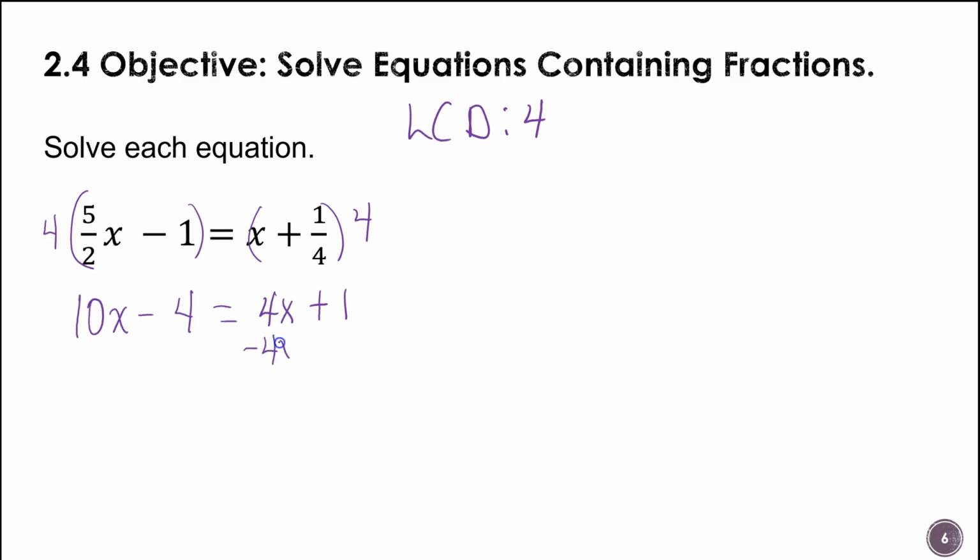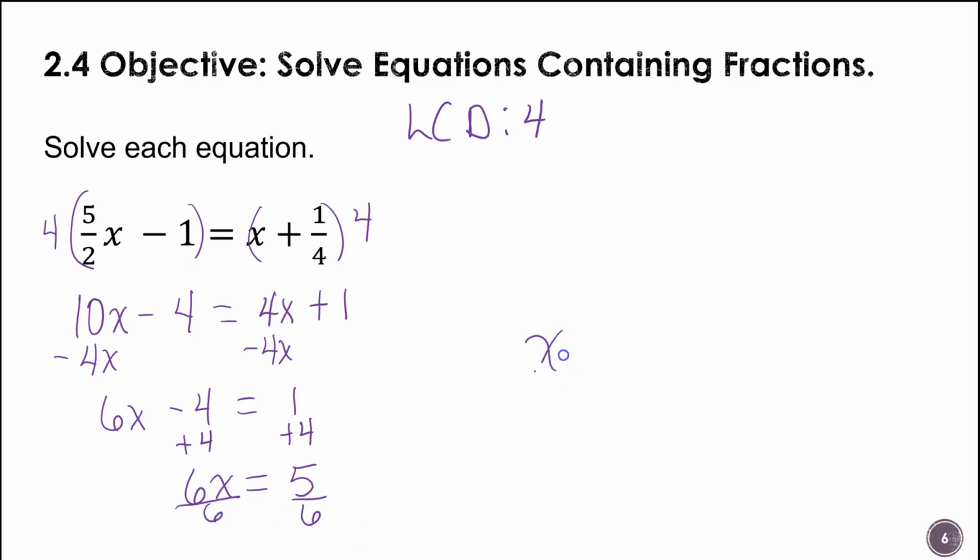So I'm going to subtract a 4x to get my variables on one side. I'm going to add 4 to both sides of the equation. So now I have 6x equals 5. Divide by 6 on both sides to solve, and my solution this time is 5/6.